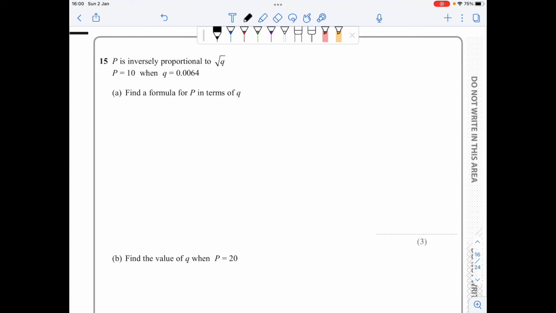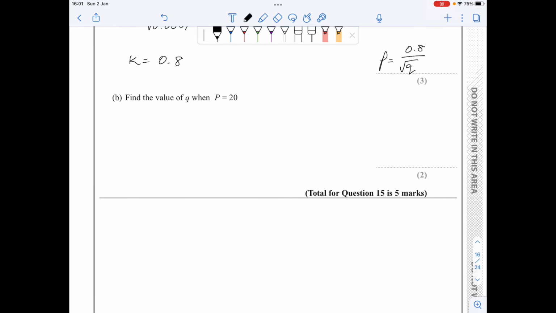In question 15, P is inversely proportional to the square root of Q. So P is equal to K over square root of Q. Let's substitute the values we were given. 10 equals K over square root of 0.0064. So K comes out to be 0.8. So the formula is P equals 0.8 over square root of Q.